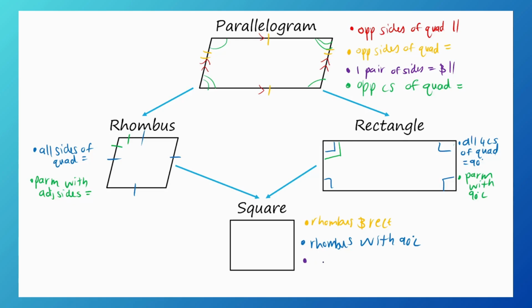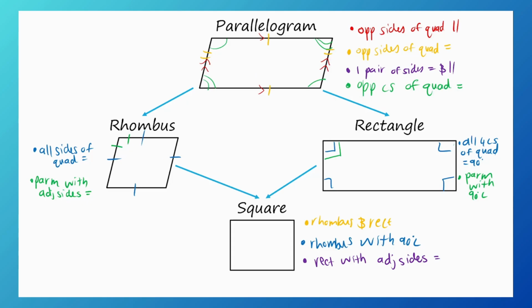Or if you want to, you can first prove it's a rectangle. Now here, by rectangle, it was all about the 90s. By the rhombus, it was all about the sides. So you can prove it's a rectangle with adjacent sides equal. You don't have to say all sides equal because we already know, from it being a rectangle, it's also a parallelogram. So we already know the opposite sides are equal. So just adjacent is enough.